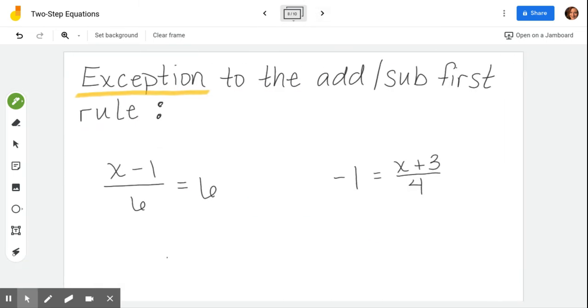Okay, last type of problem. This is the exception to the rule where you add or subtract before you multiply or divide. The problem with these is that addition and subtraction is trapped within a fraction itself. But remember, a fraction bar just means divide. So what I want to do is get that x minus 1 out of the fraction. I'm going to multiply both sides by that bottom 6. So that cancels. And now I just have the x minus 1 on top. On the right, that would be a 35.